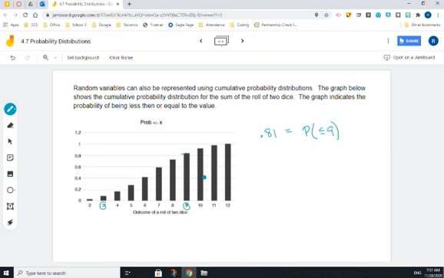All right, so that's our quick little introduction into probability distributions. We're going to spend a little more time talking about those in the next couple of videos, but today basically you're just going to be making a probability distribution and interpreting some probabilities off of a probability distribution.